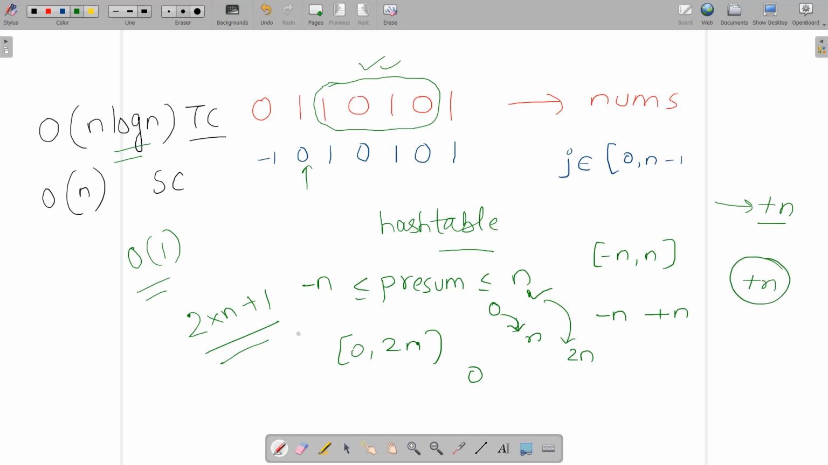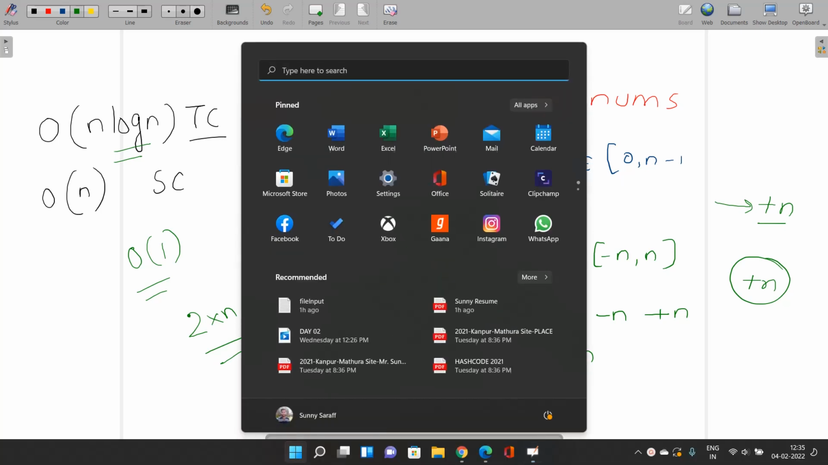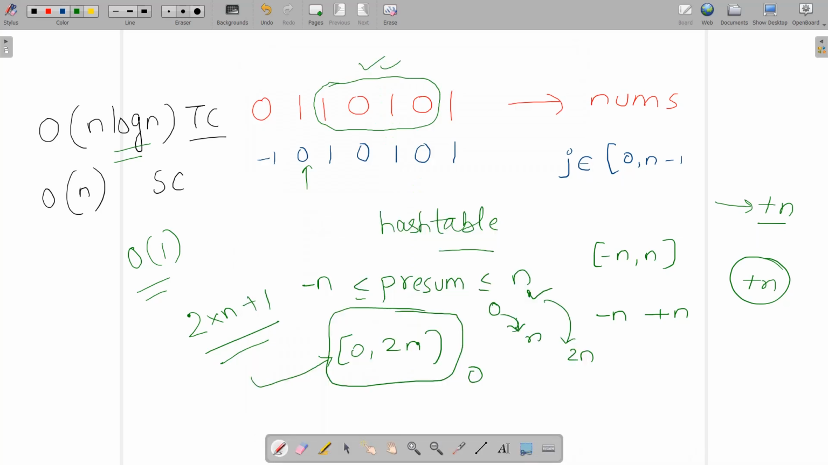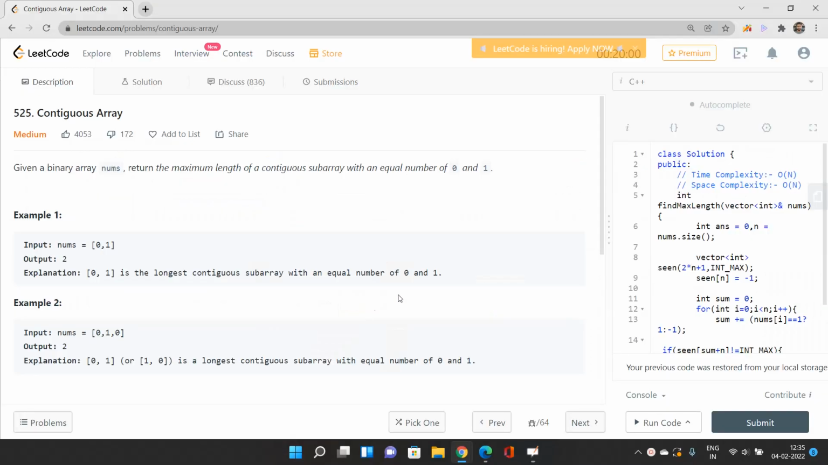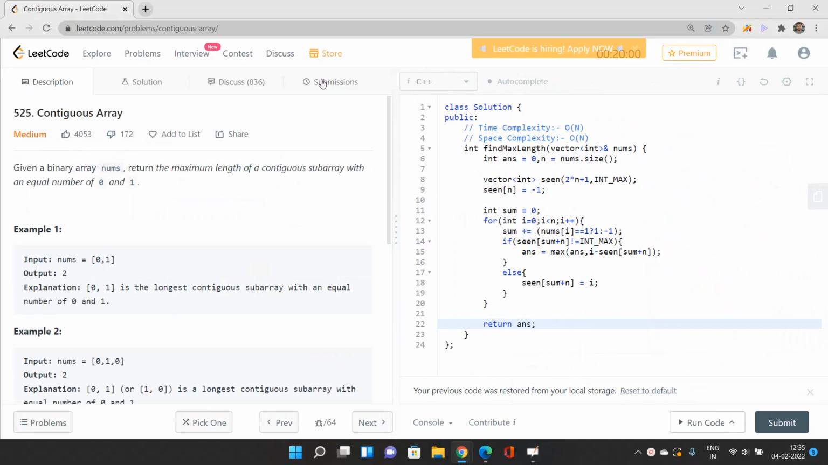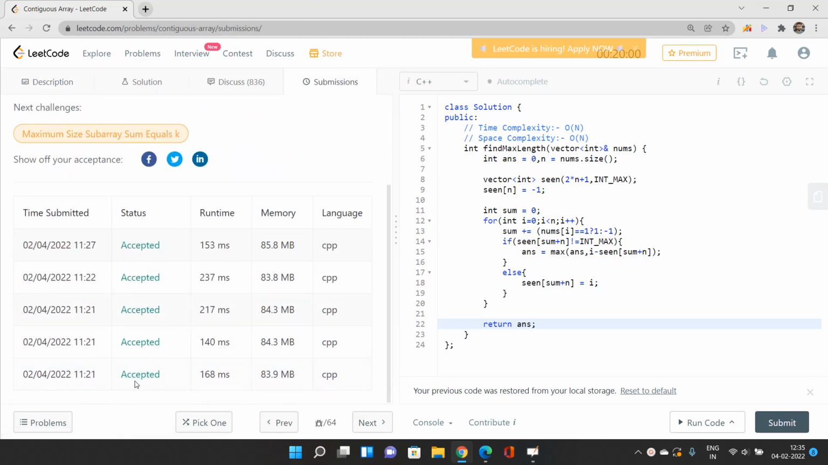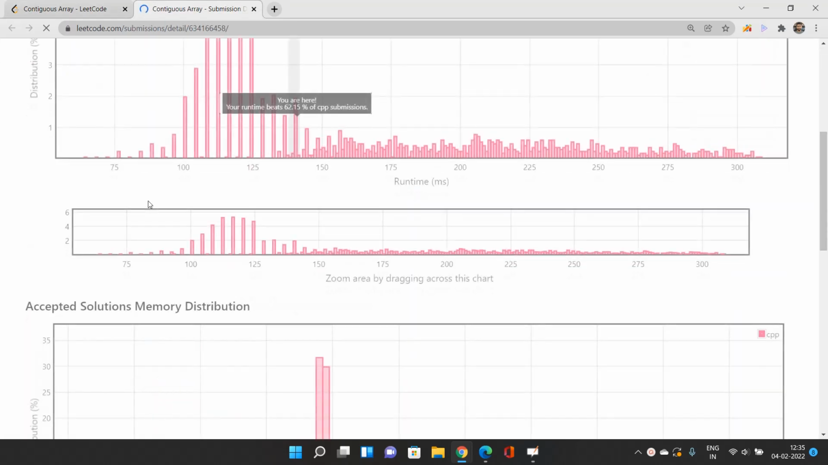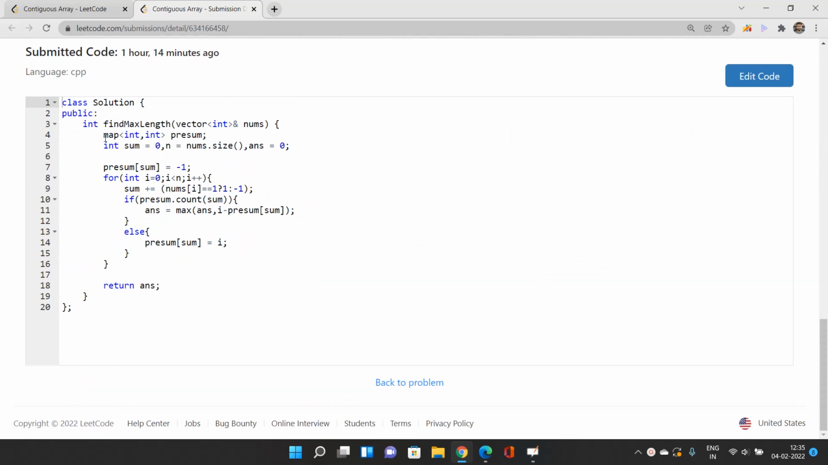Why am I going to do that? Because to make these values fit exactly in this range, since any array or vector cannot hold negative indices in C++. That's why I'm going to do that. Okay, so let's look over the code. You can see I've done a lot of submissions. So first let me introduce this logarithmic solution, then I will try to explain the optimization part.